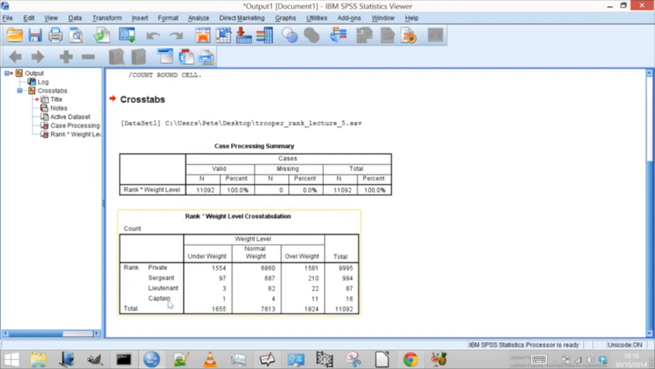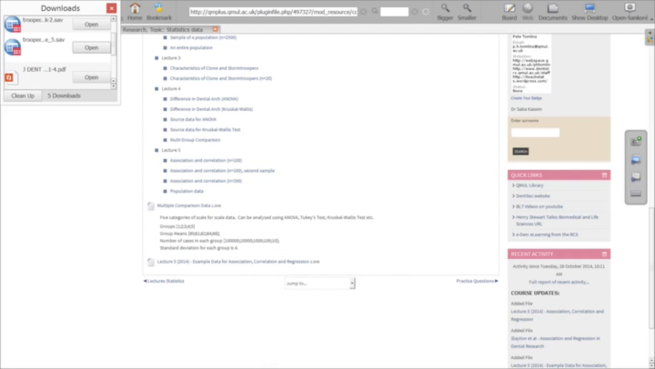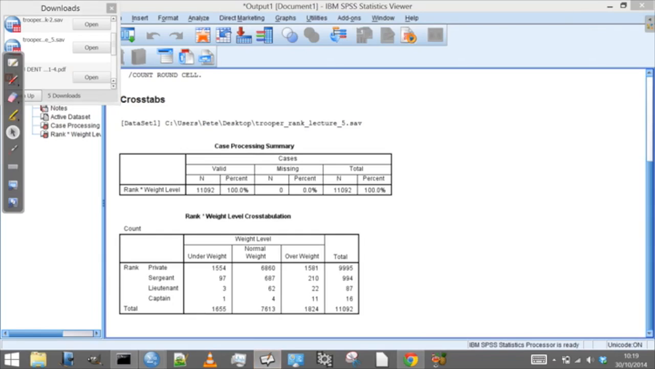So here we've generated our contingency table. And so we can simply look, as I said before, and see how many of each category exist in this sample. So again, sergeants, we've got 97 underweight sergeants. On my screen, how many normal weight captains do I have? Excellent.